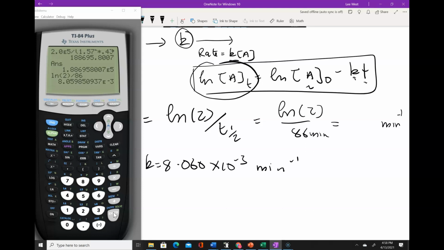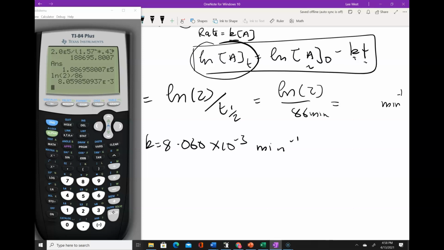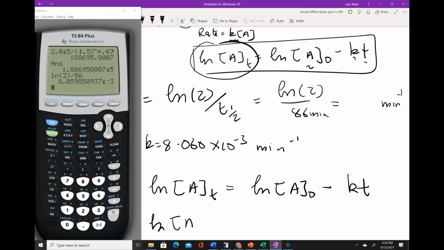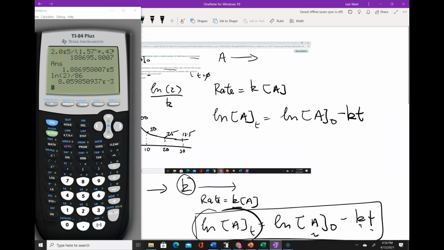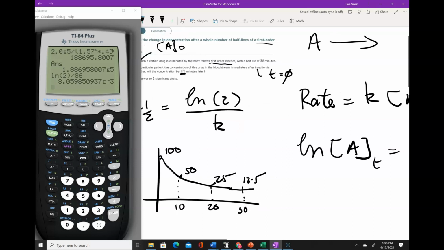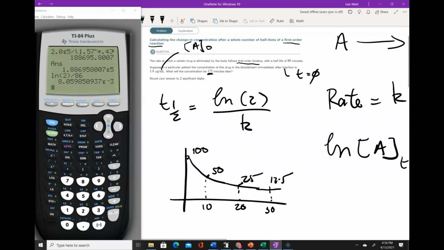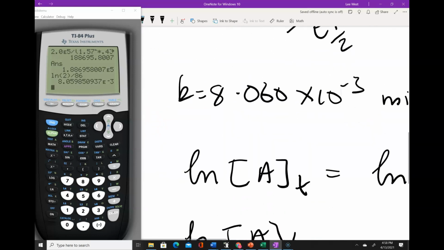Okay, so now what I'm going to do is use my integrated rate law for a first-order process. Log of A at time t equals log of my original concentration minus kt. And I have all of this information. My original concentration was given in micrograms per liter, right? There it was 1.8 micrograms per milliliter.